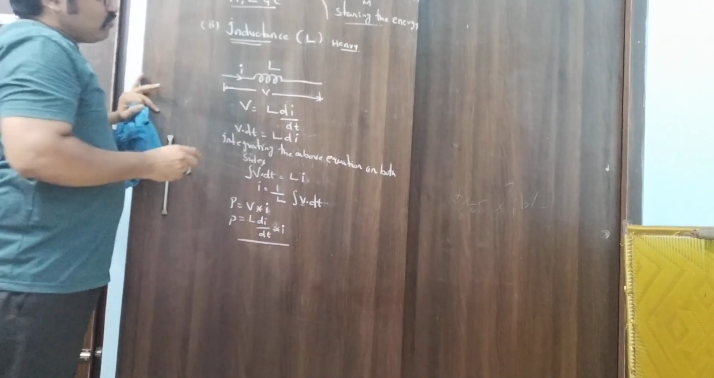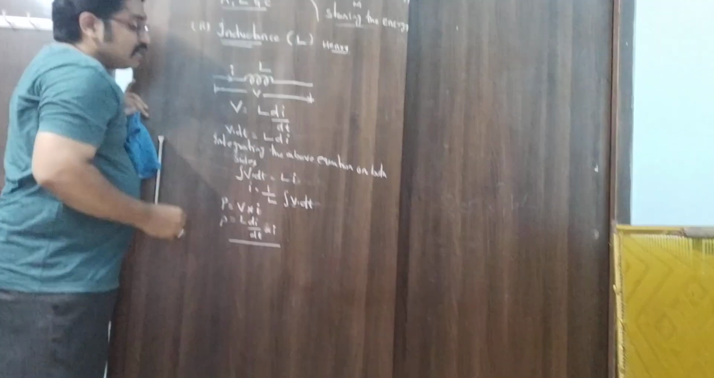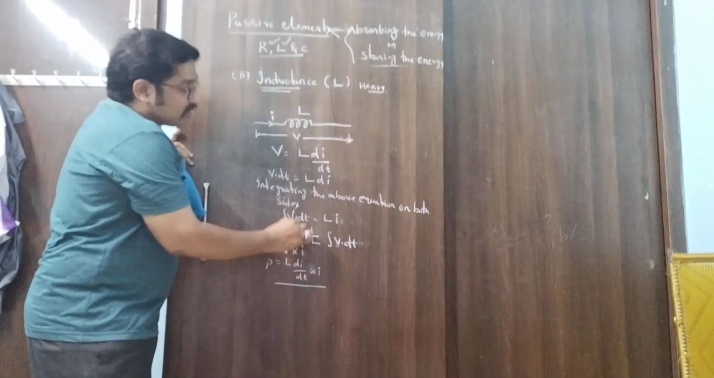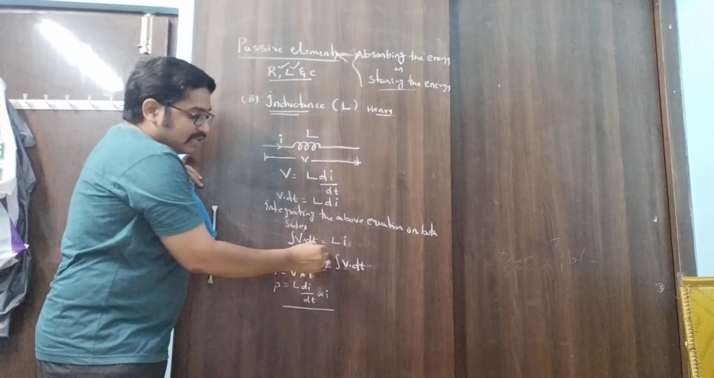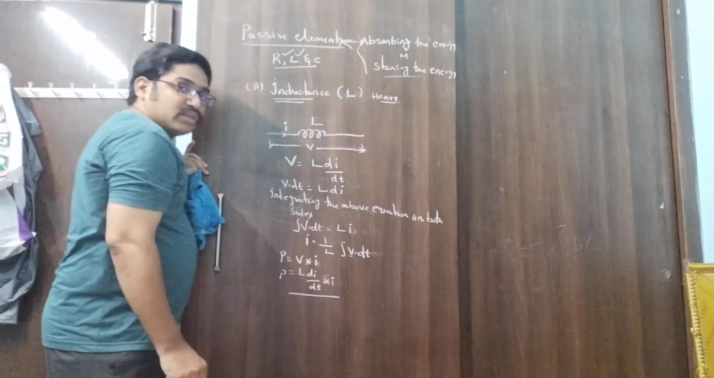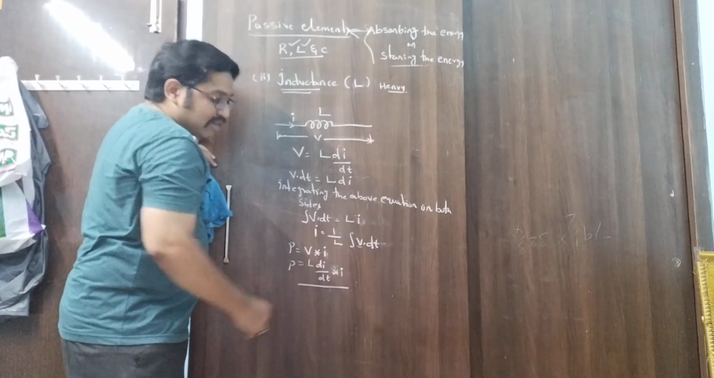So very, very important: what is the voltage across the inductance? L into di divided by dt. What is the current which will flow through the inductive circuit? I is equal to 1 by L integral of V into dt. So P is equal to V into I, that is L into di divided by dt multiplied with I.